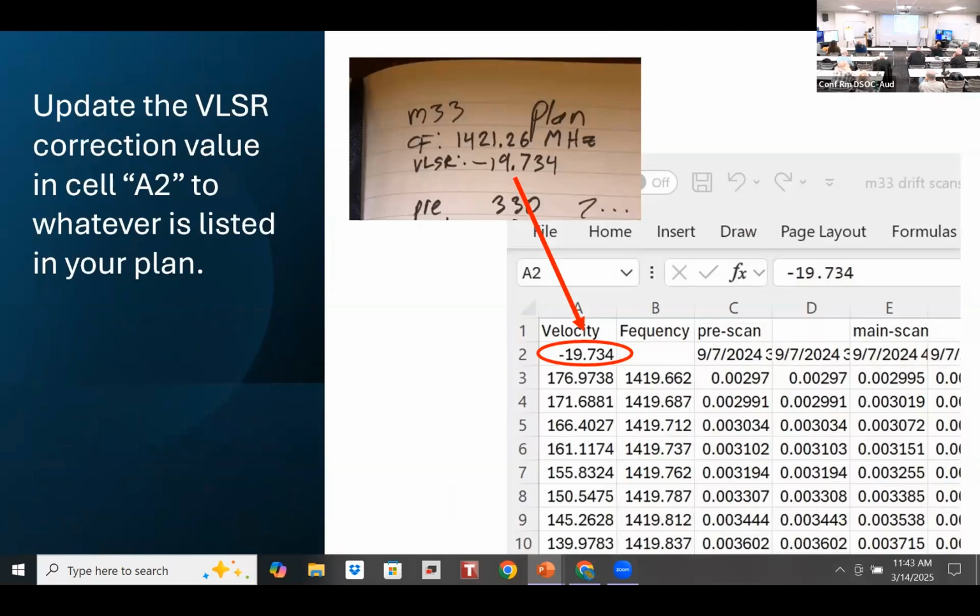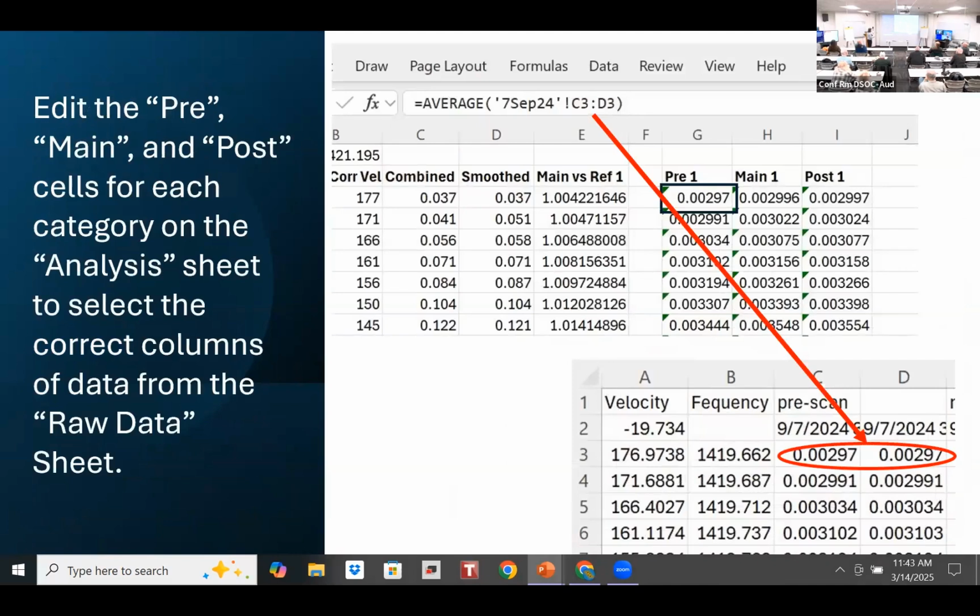I update my VLSR correction value in the template to whatever I found from the Green Bank site, and that basically recalculates all my velocities in the velocity column and corrects them so that my data will match the surveys that I'm trying to compare them to. Okay, so then I edit the pre, main, and post cells on the analysis sheet to point to the right range of cells on the raw data tab.